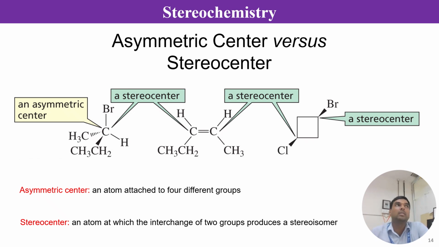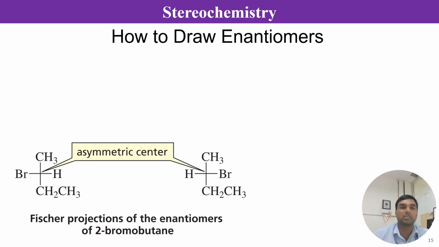Now, what is the difference between an asymmetric center and a stereo center? An asymmetric center means that the carbon is attached to four different groups. So in this case, this carbon is called an asymmetric center. Whereas a stereo center means that when you replace one atom with another, it forms another stereoisomer. So in that way, an asymmetric center may be a stereo center, but not all stereo centers are asymmetric centers.